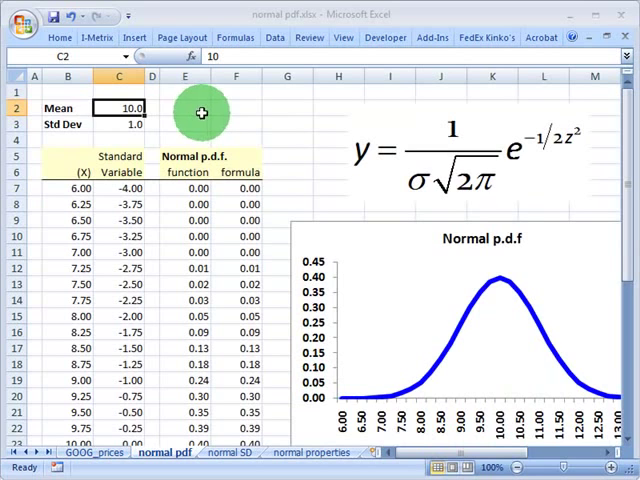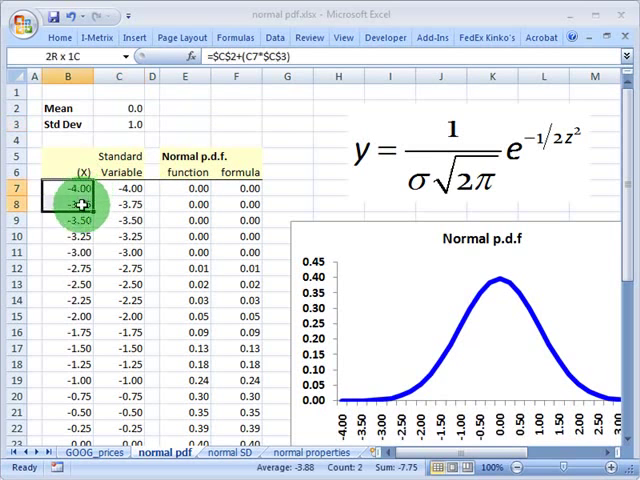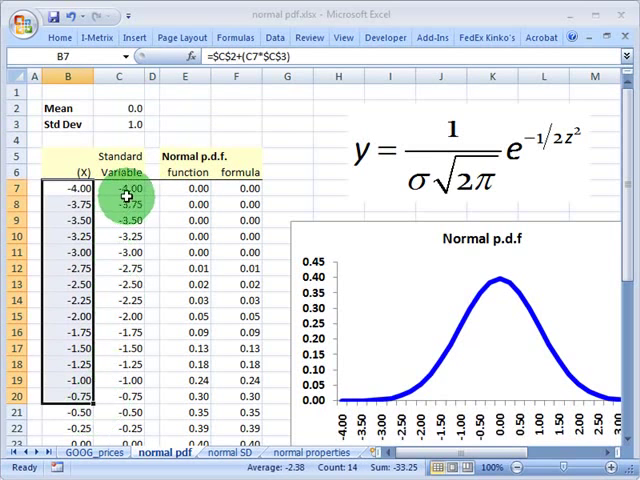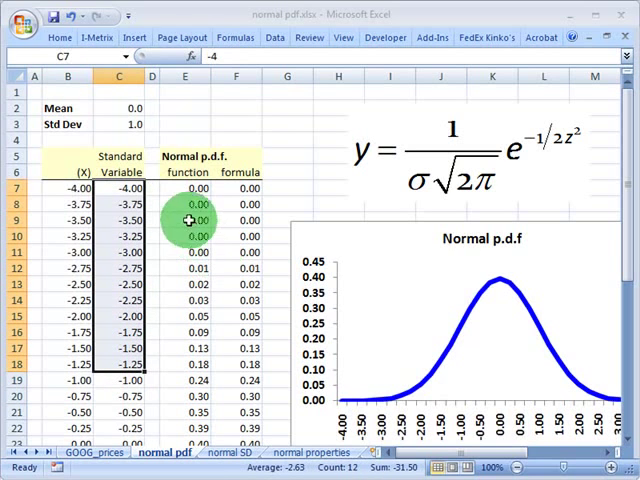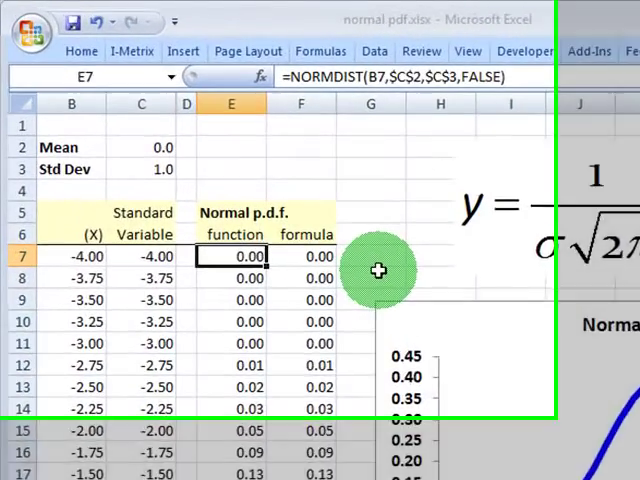I've got a mean input here, and I've got a standard deviation here of 1. So I'm going to go ahead and put in standard values. The standard normal distribution, by definition, when I say standard, means there's a mean of 0 and a standard deviation of 1, such that my x values equal my standard variables, and then I can plot this normal distribution. This is a density function, also called probability mass function, here over to the right. So as you can see, I've done that two ways.